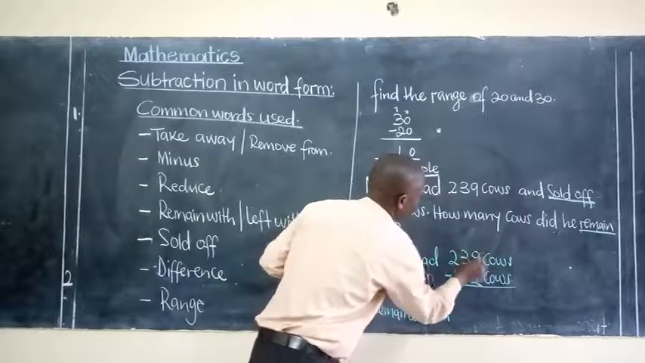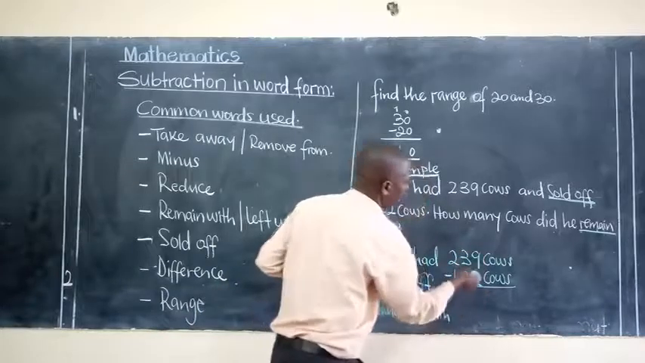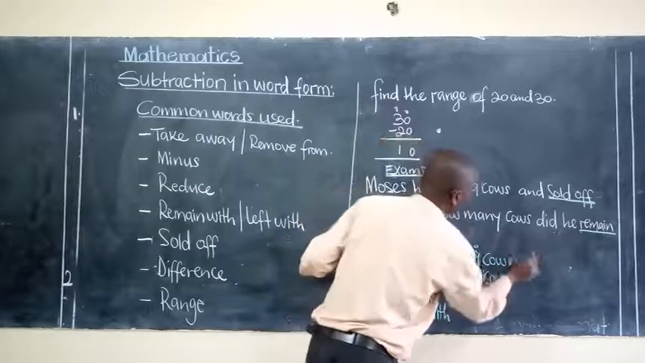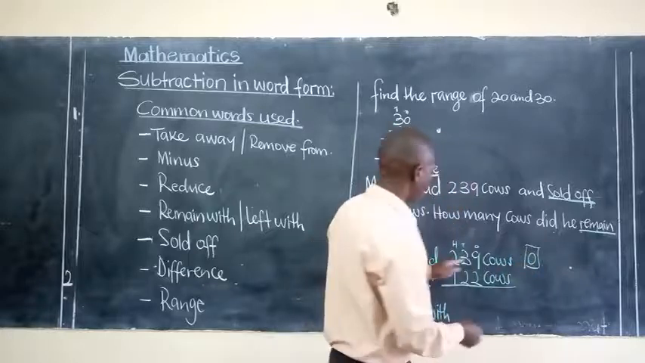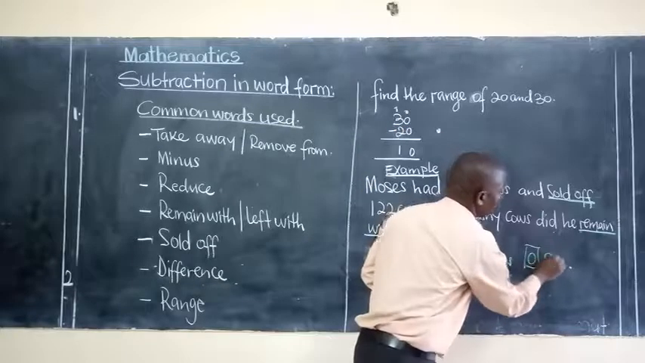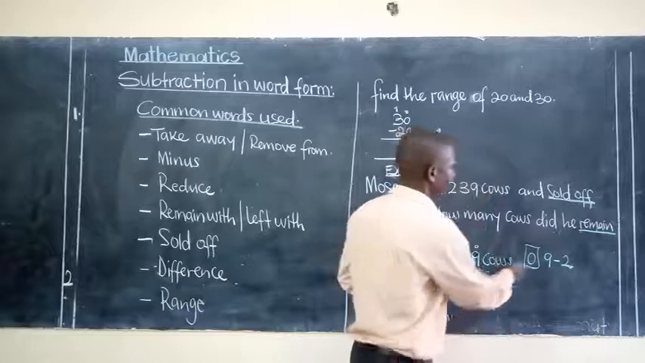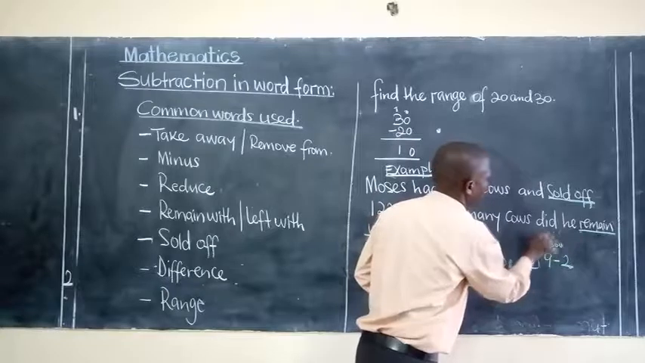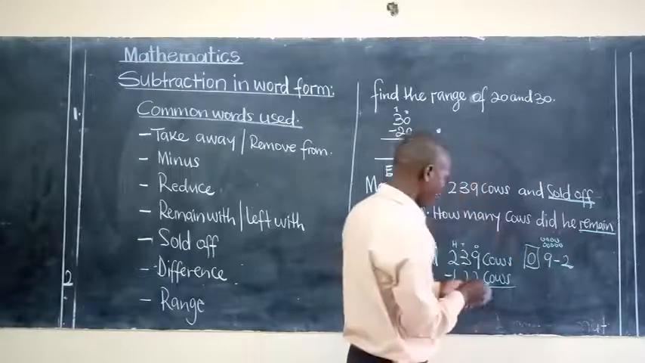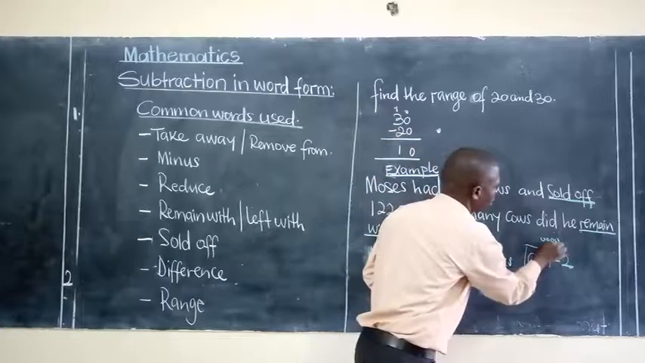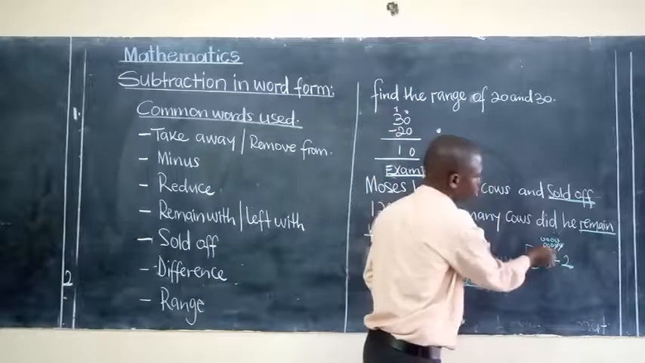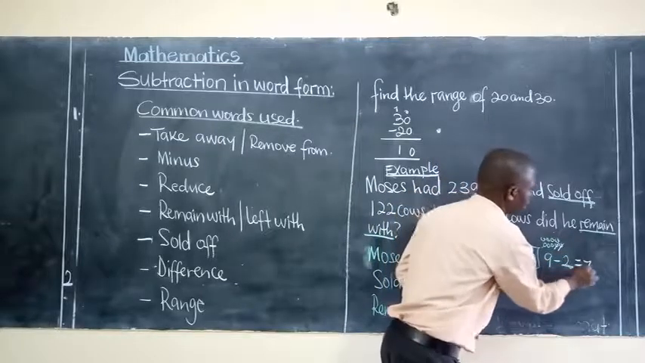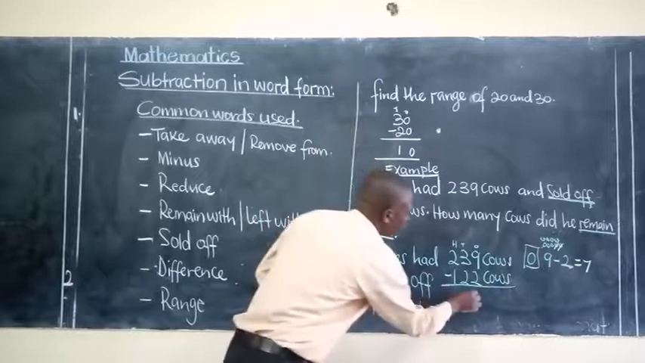This is it. Under ones we are having 9 take away 2. 9 minus 2, which is 1, 2, 3, 4, 5, 6, 7, 8, 9. So we are taking away 2. 1, 2. And we have 1, 2, 3, 4, 5, 6, 7. So our answer here is 7. So we shall write 7 here.